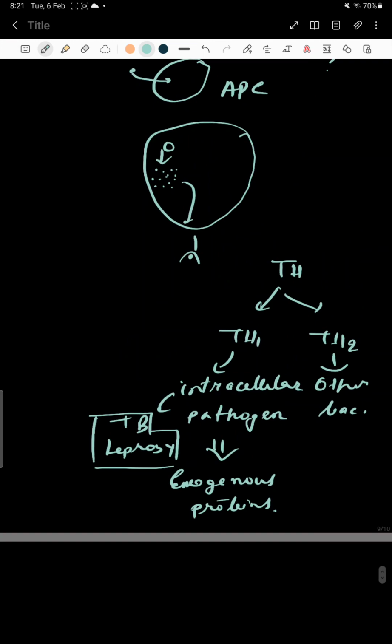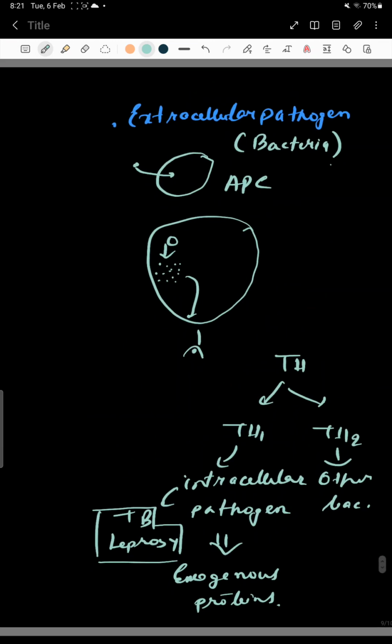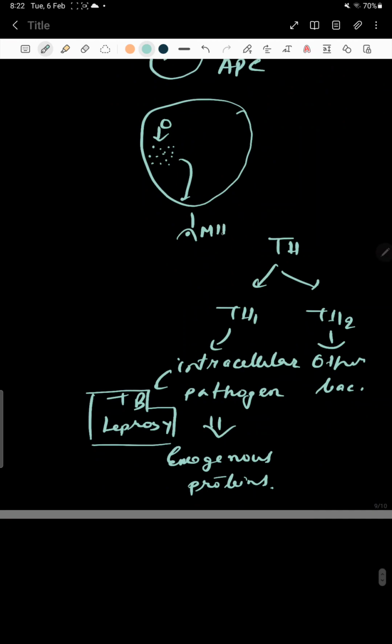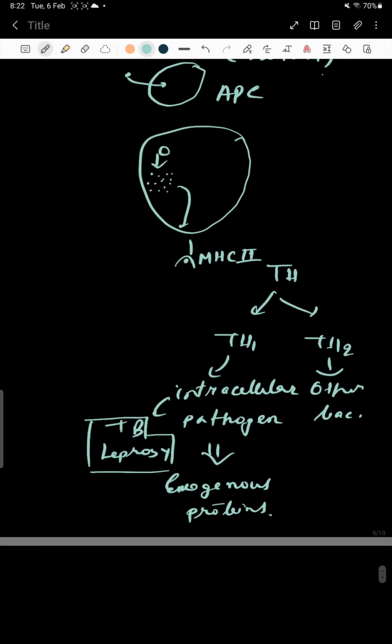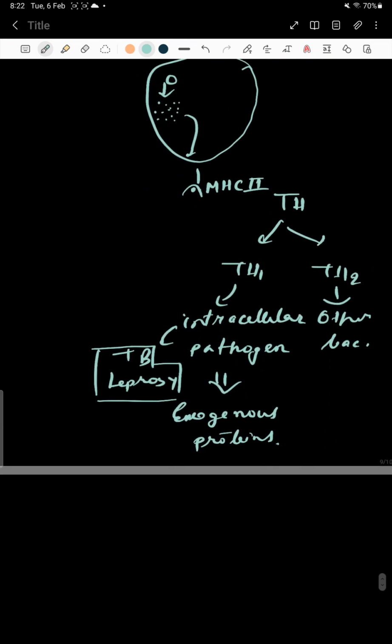Now you can see, suppose this is an extracellular pathogen. Extracellular pathogen means it mostly resides outside the cell in the circulation, and the cell has trapped it from the circulation, and it is represented on the cleft of MHC2. MHC1 will come into function only if it is endogenous protein, and it can be virus and tumor. So for the rest of all that, it is MHC2. Is it clear? Okay, so this will be presented to the T cell receptor.